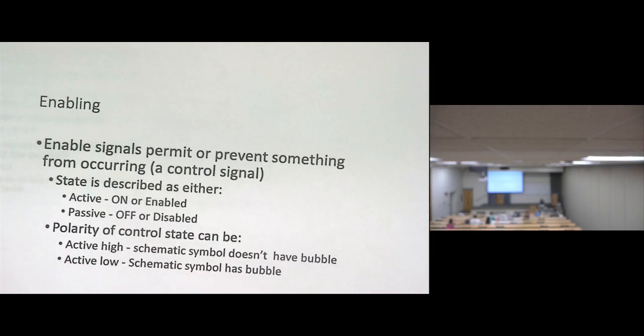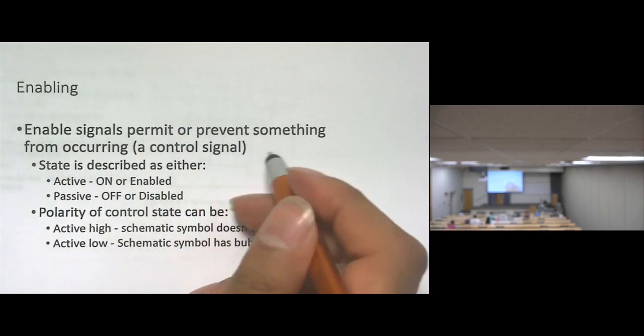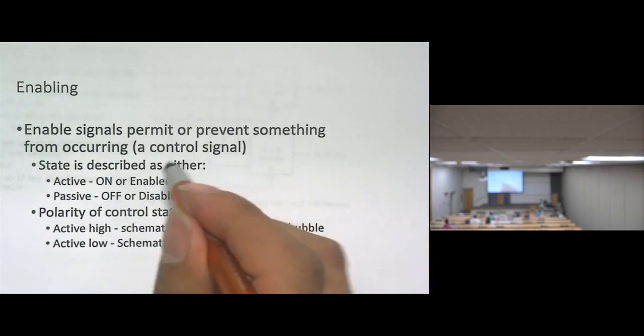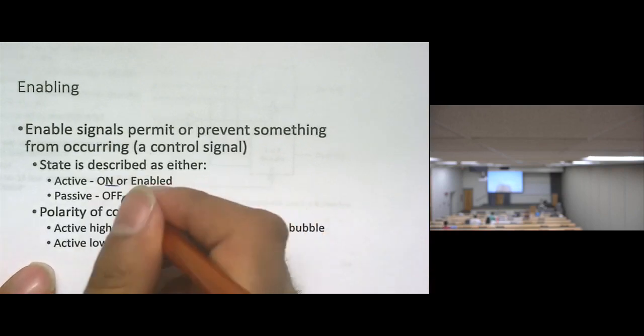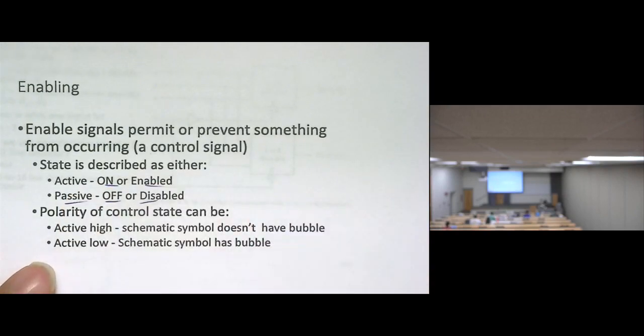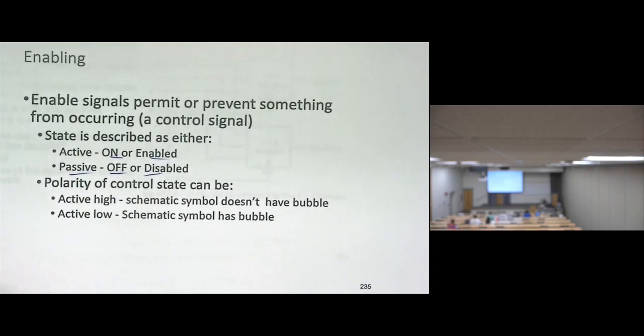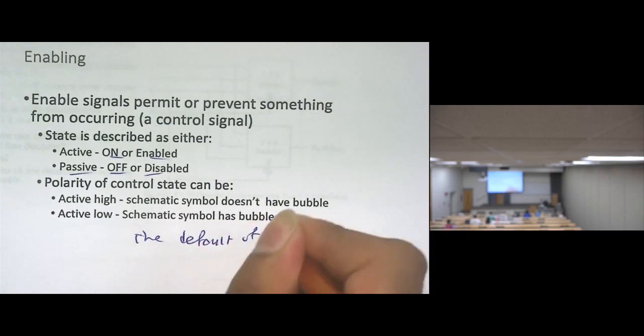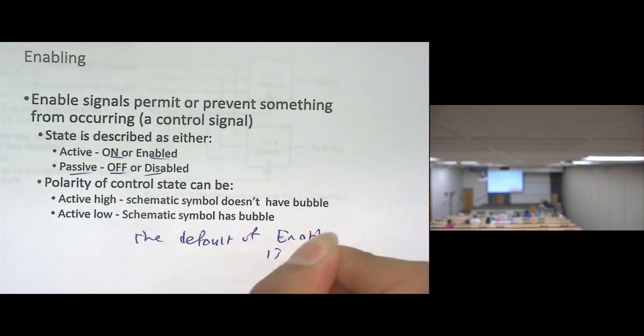It's very important to look at enable. Enable is to permit or prevent doing something, or just turn the system on or off. It's a control signal. So active means on, passive means off, or enable or disable. Some chips might have active high enable, some chips might have active low enable. But the default of enable is active low. Which means 1 will be disable, 0 will be enable. Understood?